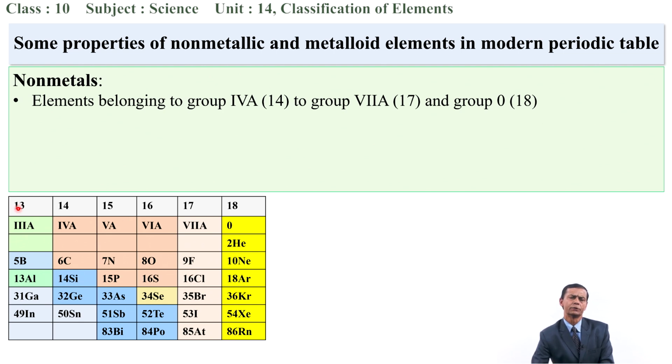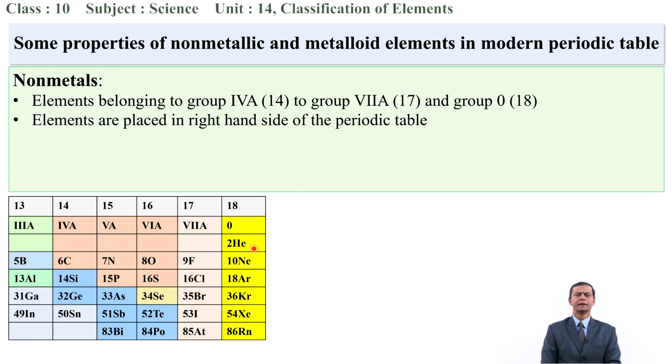Look at it. It begins from group 13 also. In group 13 some are soft metals. It begins from group 14. Group 14 means 4A to group 18, group 0. Group 0 are helium, neon, argon, krypton, xenon, radon. These are chemically inert elements. So these elements are placed on the right hand side of the modern periodic table. This is the right hand side.